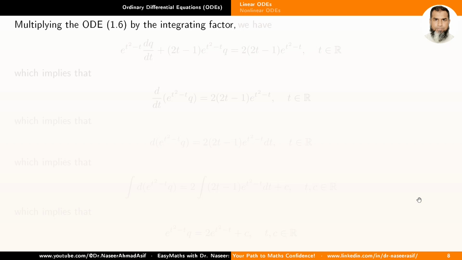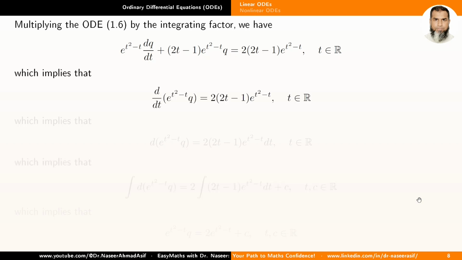Multiplying the ODE 1.6 by the integrating factor, we have exponential of t square minus t dq by dt plus 2t minus 1 into exponential of t square minus t into q is equal to 2 into 2t minus 1 into exponential of t square minus t where t belongs to R. Well, this can be expressed as d by dt of exponential of t square minus t into q is equal to 2 into 2t minus 1 into exponential of t square minus t where t belongs to R.